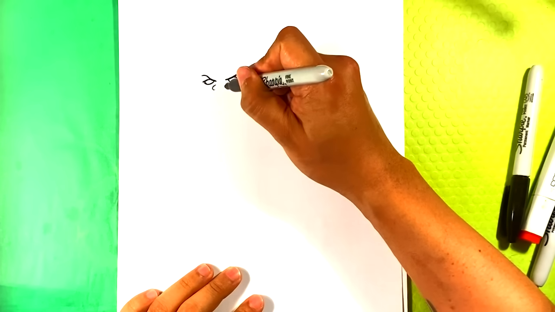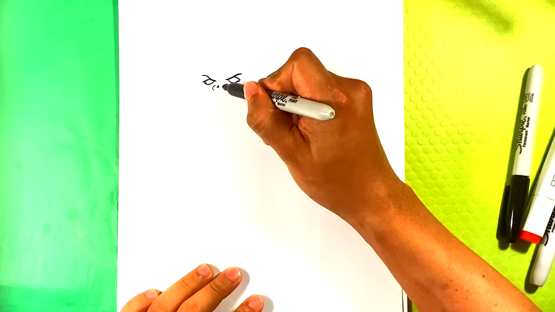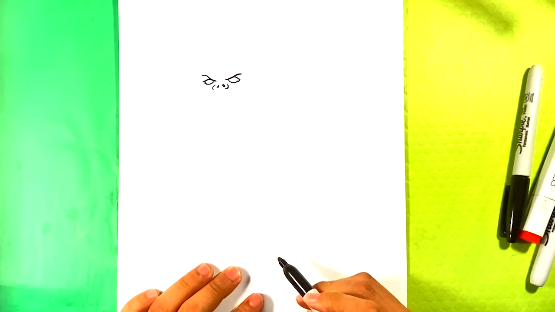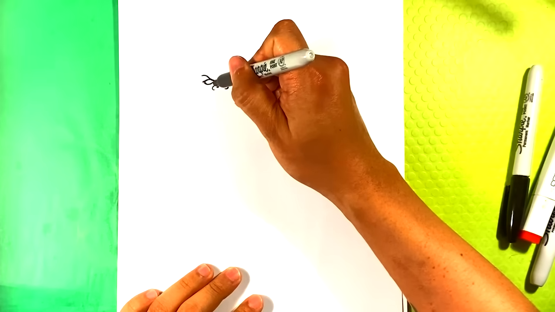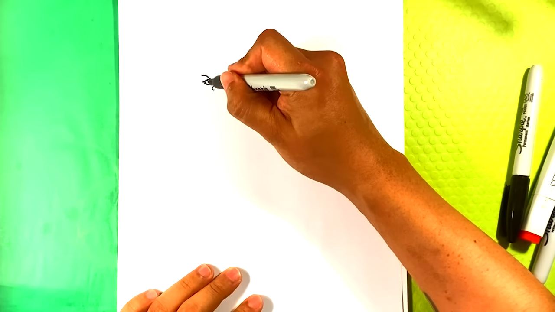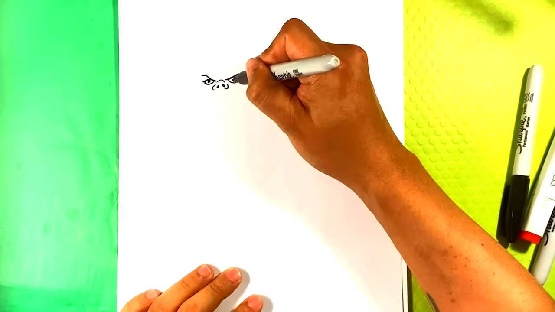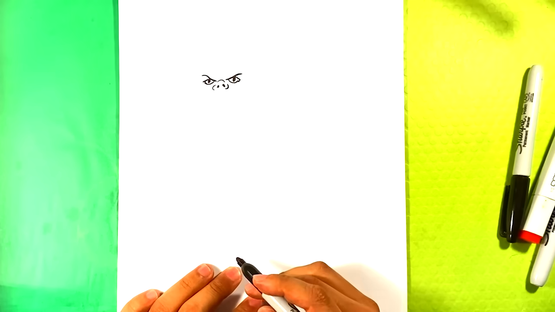Curve over here for the nostrils, curve over here, line for the nostrils there. Maybe a curve along the top. Dot, dot for the eyes.